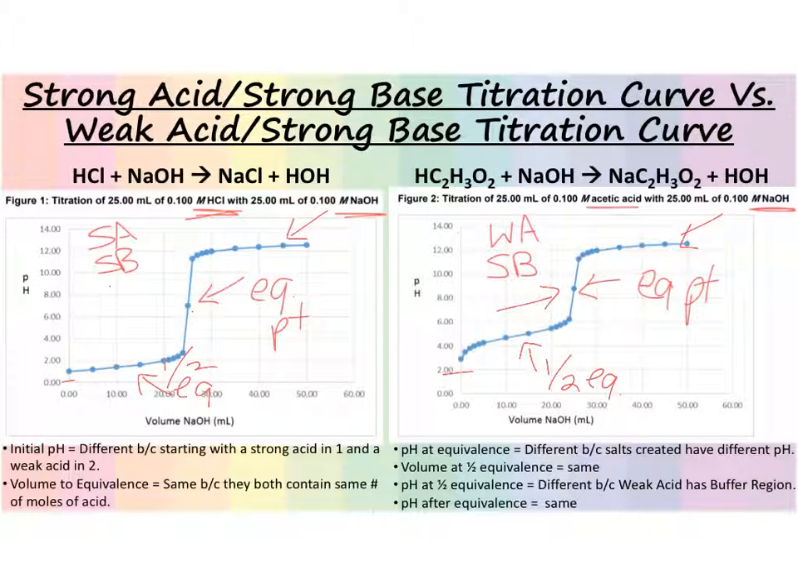Now, pH at half equivalence. The pH at half equivalence is calculated very differently because a weak acid has what we call a buffer region here, and I will get into more detail about the buffer region in another podcast. Then the pH after equivalence is calculated the same way. You would have excess OH minus after you neutralized your acid, and so you would go ahead and calculate that the way we have before.